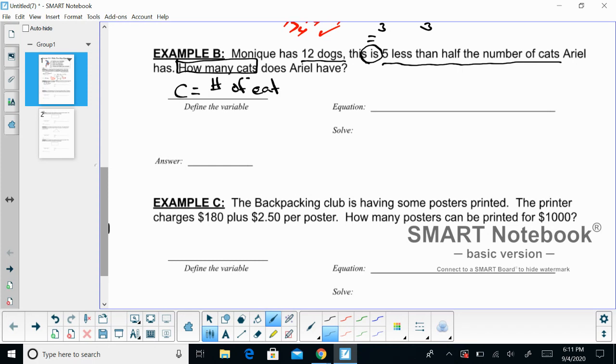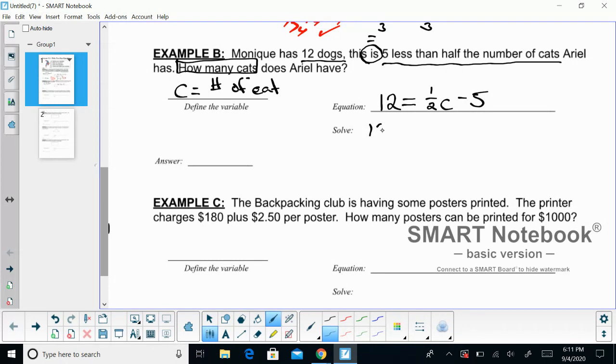Now we're going to write our equation. So to start off, we know that Monique has 12 dogs and that 12 dogs is the same or is equal to 5 less than half the number of cats. Well, what would be half the number of cats? That's the same thing as 1/2 times C, right? We could also write it as C over 2. Either way is fine. And then we have 5 less. Well, we all know that less means subtraction, so I'm going to subtract 5 from that. And this is my equation.